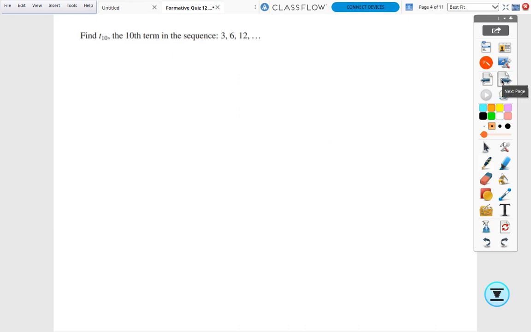Okay, so now find T10 in that sequence, so you have to work out if it's an AP or a GP. So pause, and when you're ready, come back.